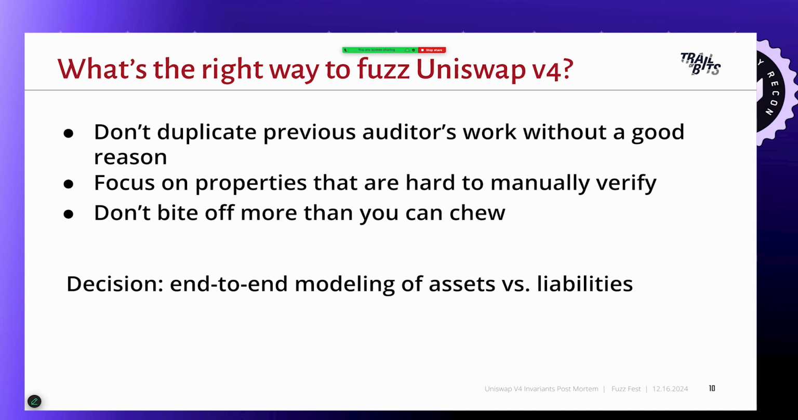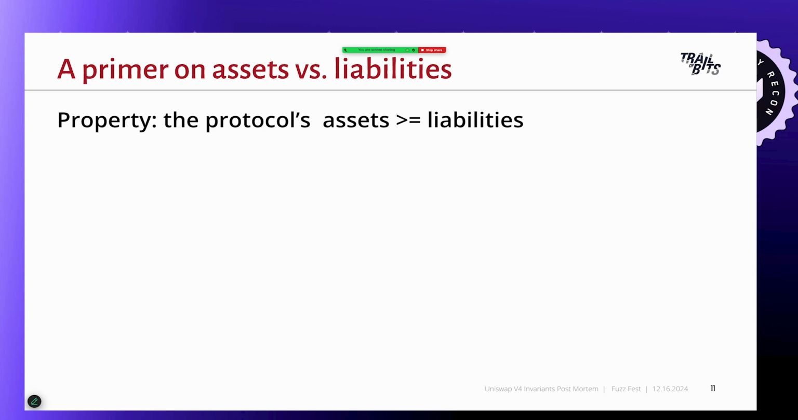So we made this decision. We were going to, for the time being, ignore hooks and focus on end-to-end modeling of assets versus liabilities. And this is basically the core thesis of what our fuzzing harness does. So let's talk about assets versus liabilities. It all boils down to basically one property. The protocol's assets always have to be larger than or equal to its liabilities.